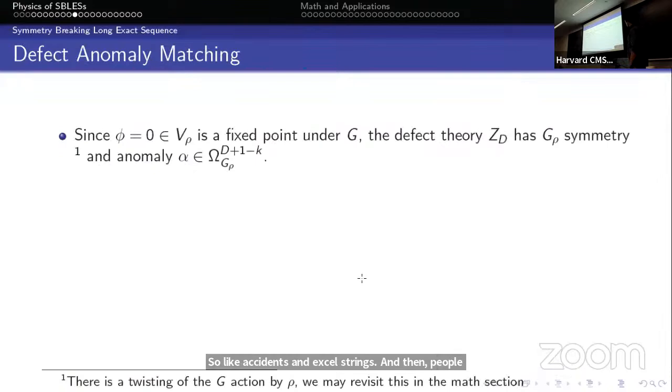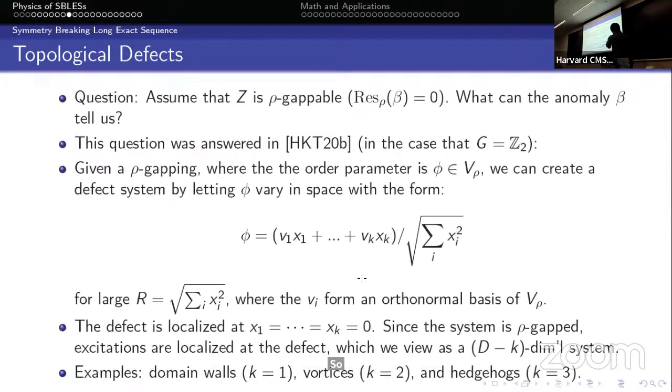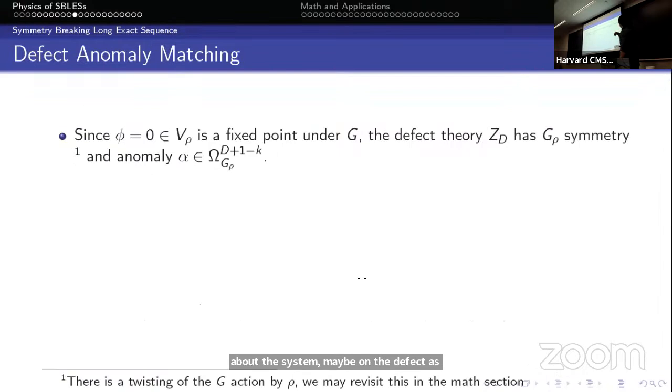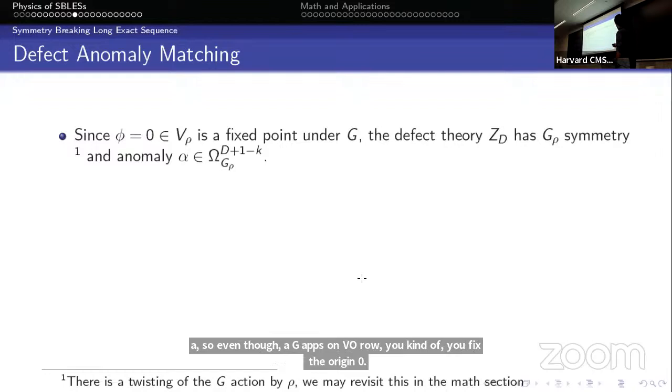So moreover, let's think about the system living on the defect as a theory standing by itself. Because the defect lies where the order parameter value becomes zero. That's when it becomes gapless. Even though G acts on V of rho, it fixes the origin zero. So the defect theory, where the only interesting things happen when V equals zero, has a residual G symmetry. Okay.